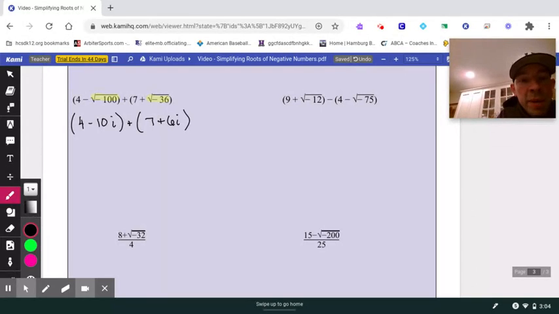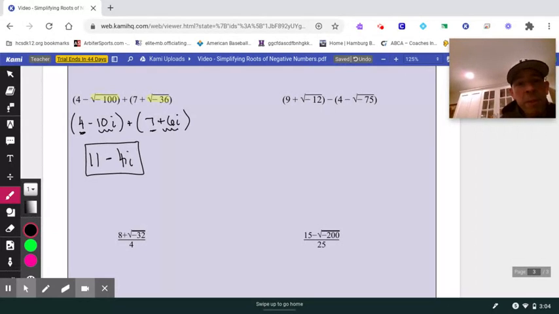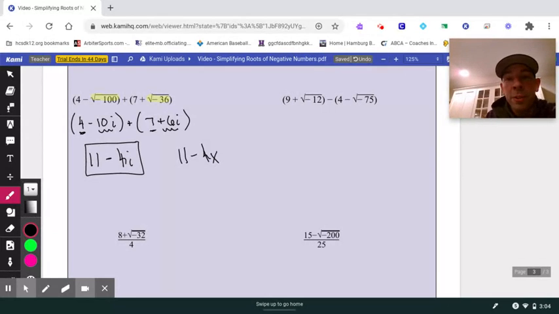And then if I combine like terms, I'm going to combine the 4 and the 7 to make a nice 11. And then we can combine the negative 10i and the positive 6i to make negative 4i. And right there is my final answer. That's as far as we could go. We can't combine the 11 with the 4i because they're not considered like terms. It's really similar to if you had 11 minus 4x and you said, okay, I know I can't go further there. Same reasoning. We just don't have like terms.